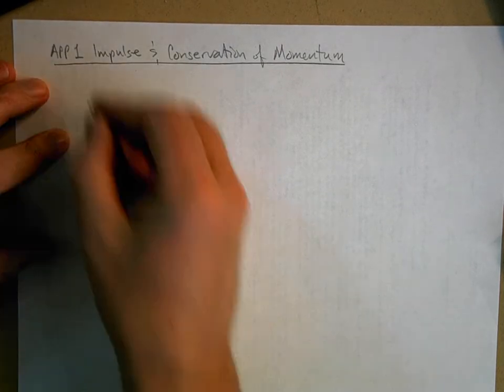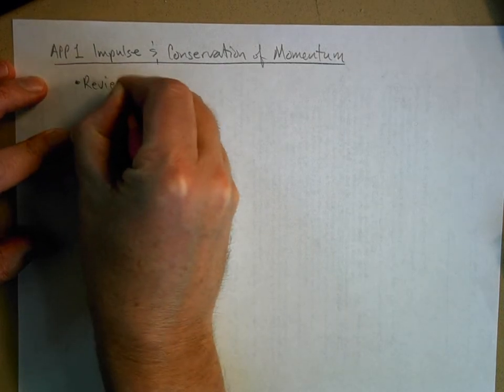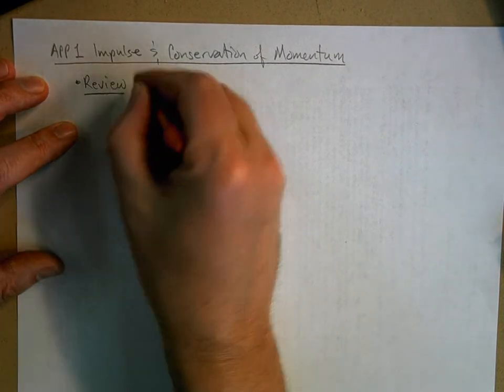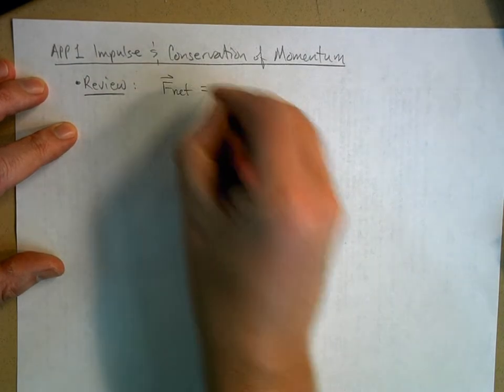Today we're going to talk about impulse and the conservation of momentum. And so let's review a little bit. Here's what we did last time, and some of what I'm going to talk about today is kind of a repeat. But this is Newton's second law, as we explained it, months ago.